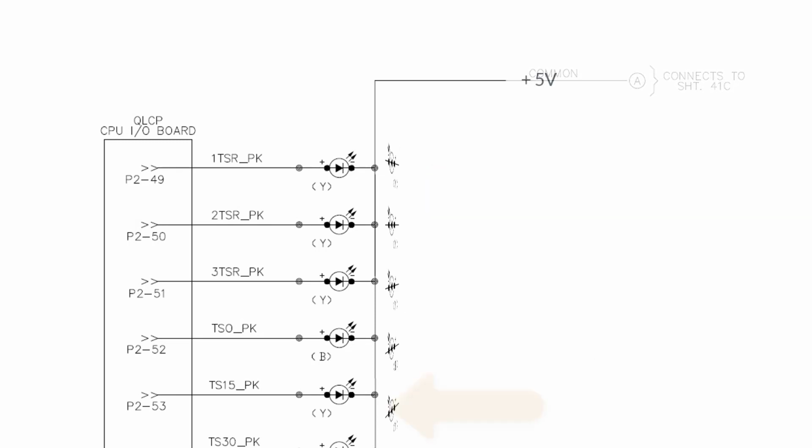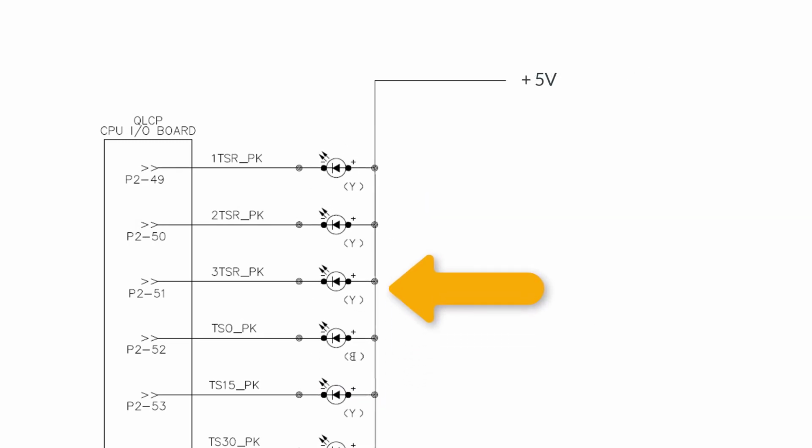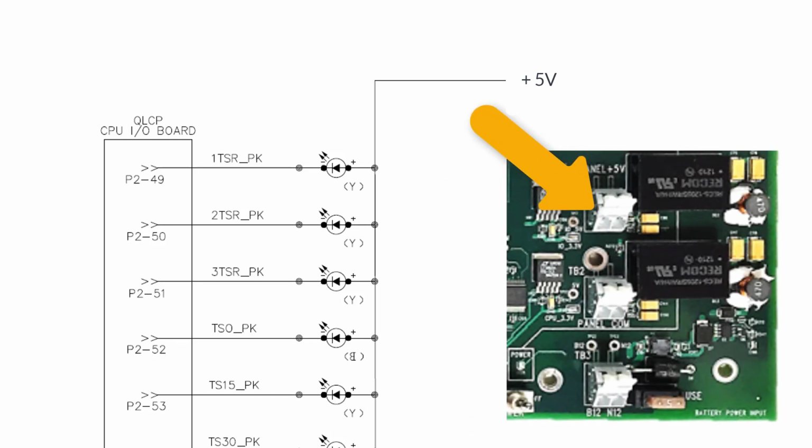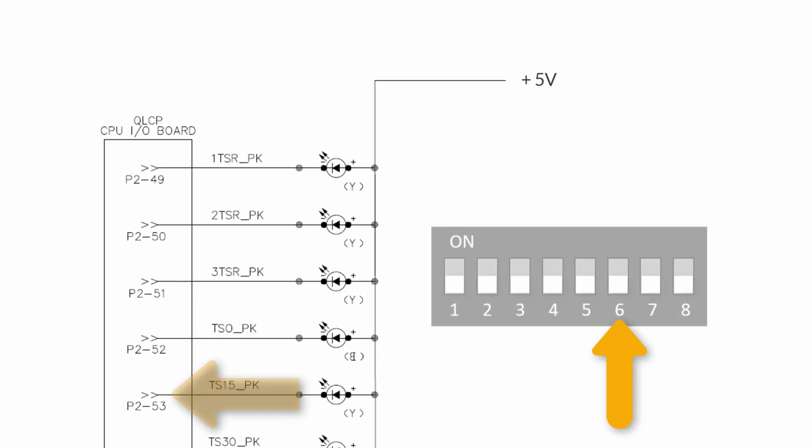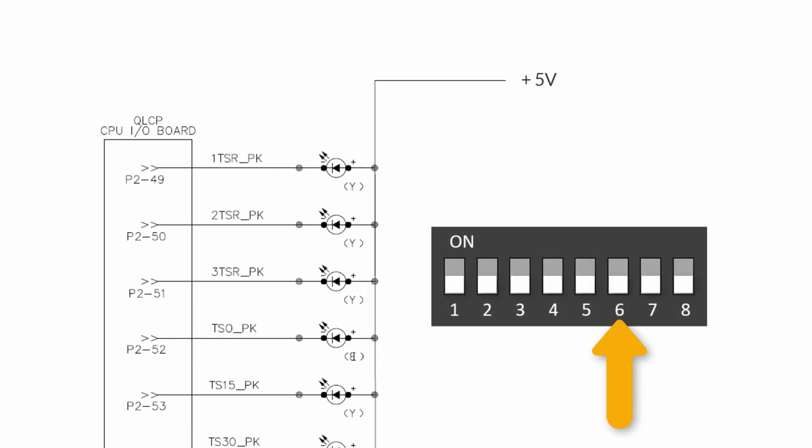When the LED anodes are connected together to the panel 5-volt connector TB1, and each LED cathode is wired to an LED output, dip switch 6 must be in the off position.